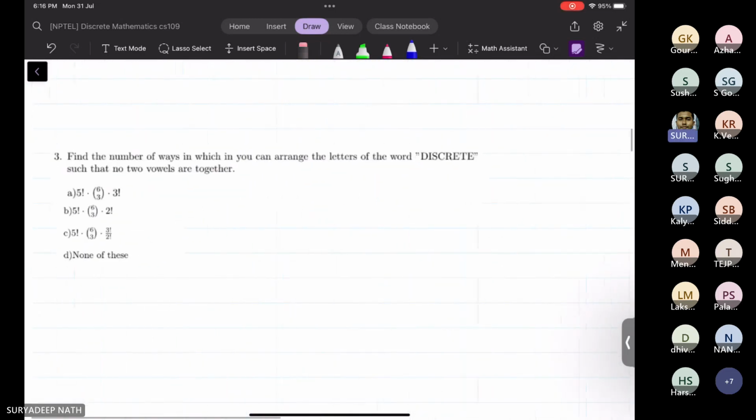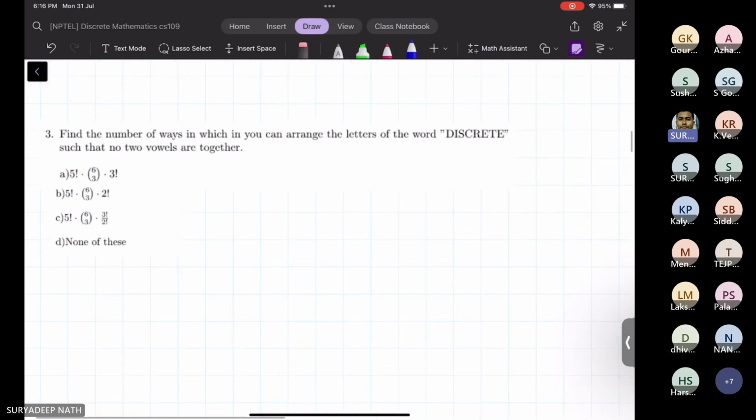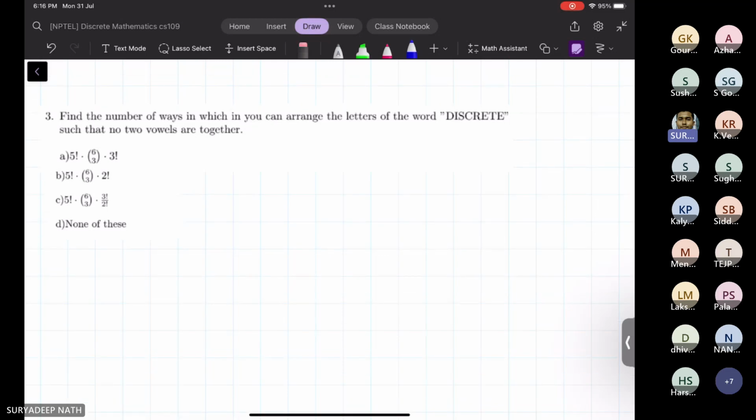Okay. Coming to the third question, I hope this question is visible. If you have any problems in seeing the questions or with my audio, you can tell me. Okay, so find the number of ways in which you can arrange the letters of the word DISCRETE such that no two vowels are together. So let us first write the consonants and vowels.